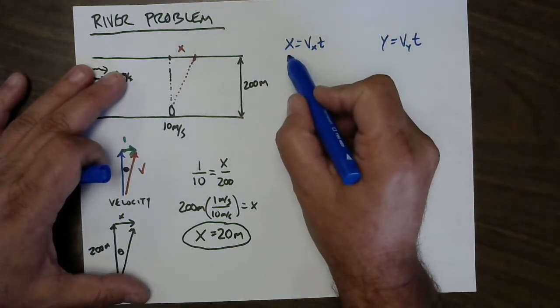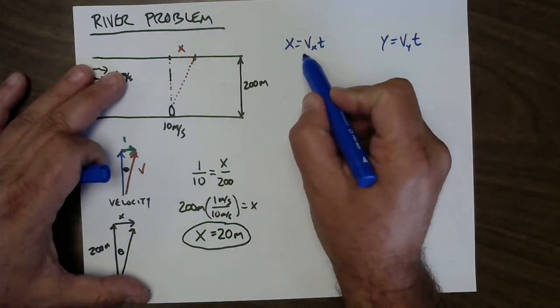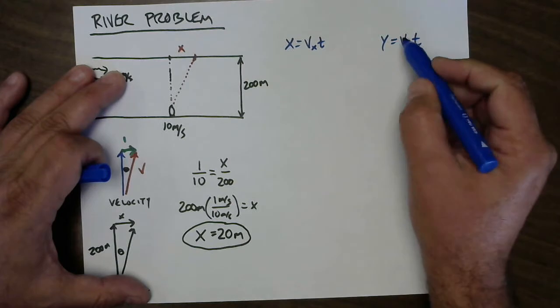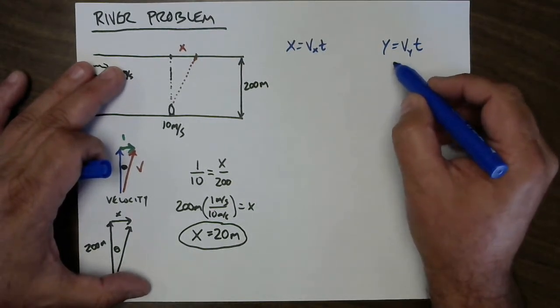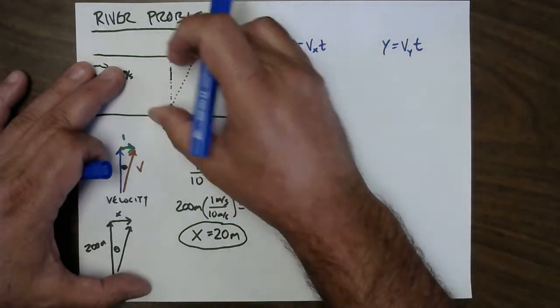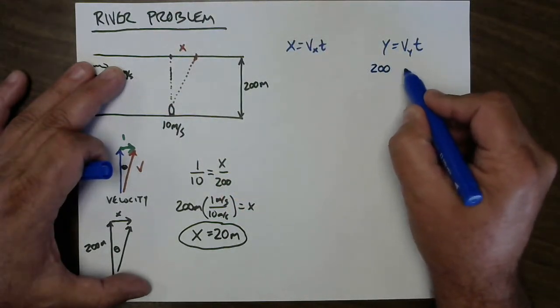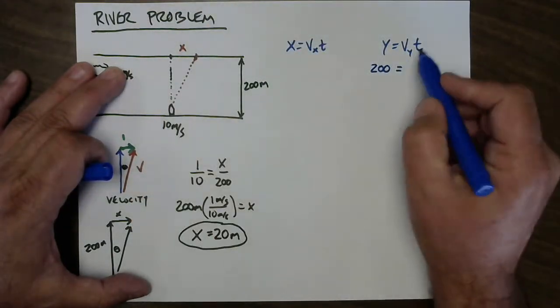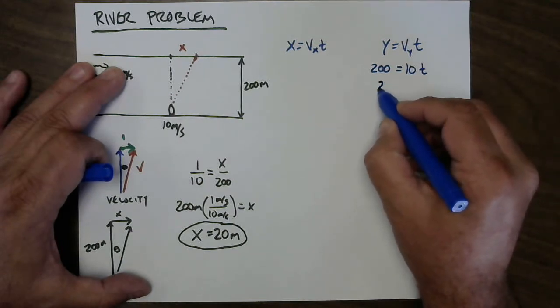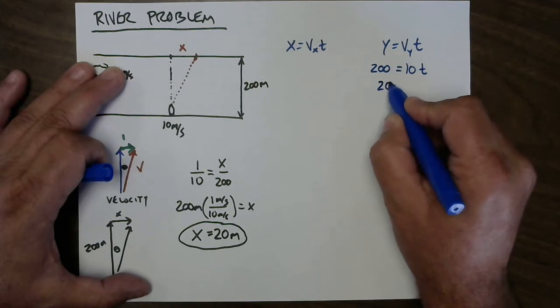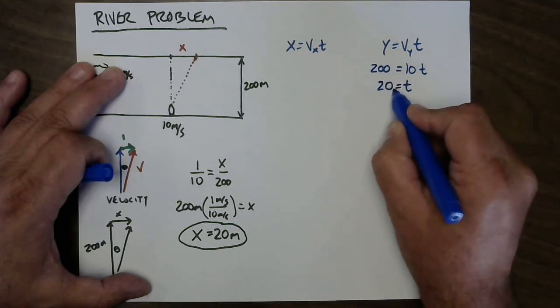So this would definitely help us find how far we miss our target by if we just knew the time. But as we do with projectile motion problems, we can solve the y equation for time. And y, the distance we're going to travel in y, is going to be 200 meters, and that's going to equal our y velocity, which is 10 meters per second, times t. So 20 equals t. 20 seconds equals t.